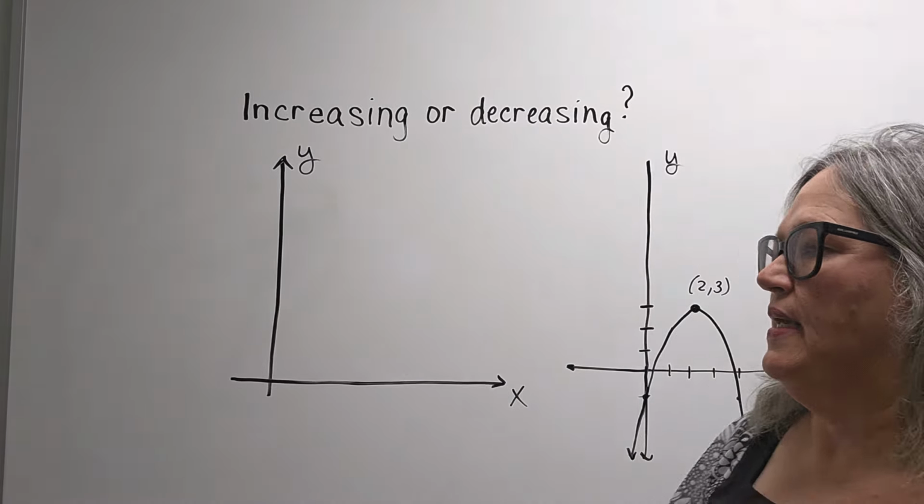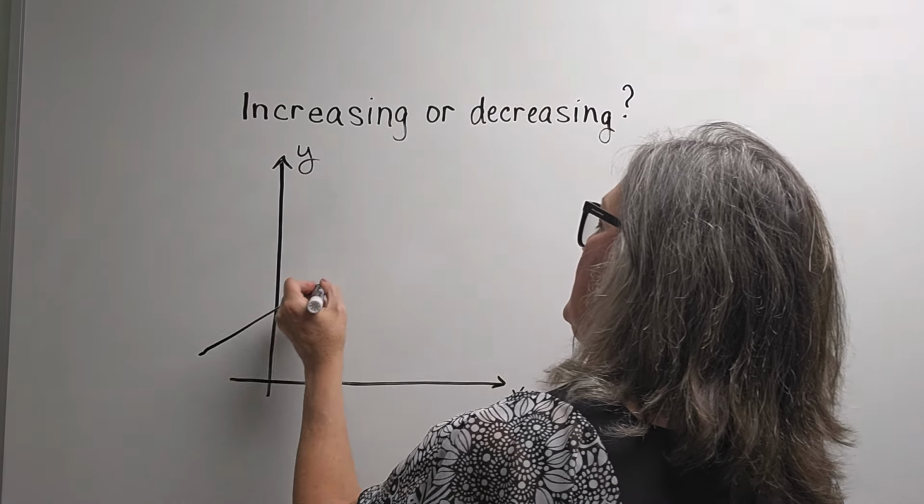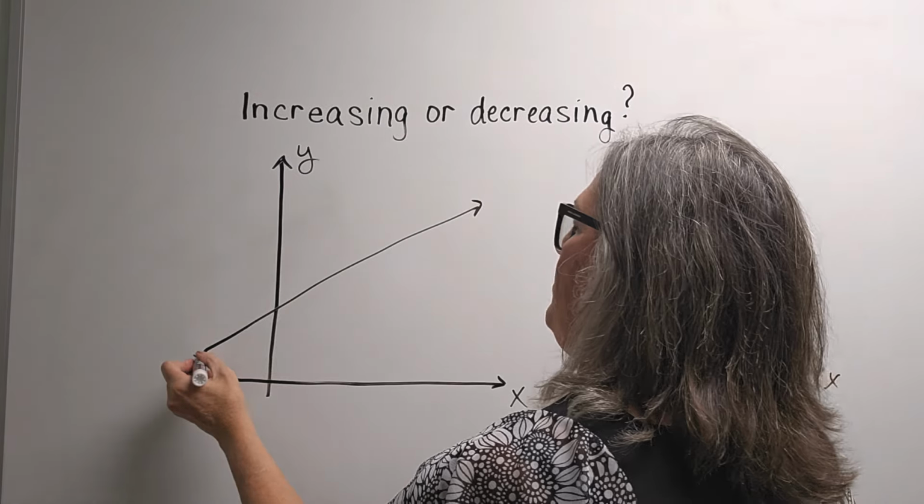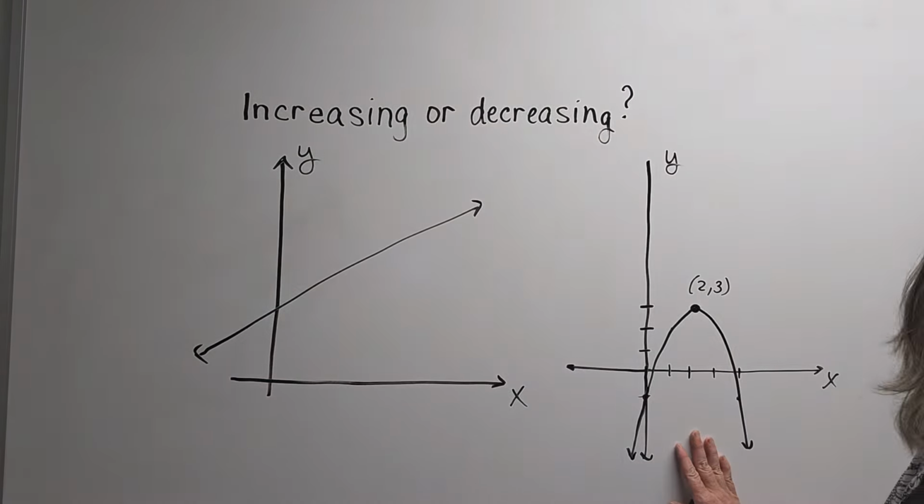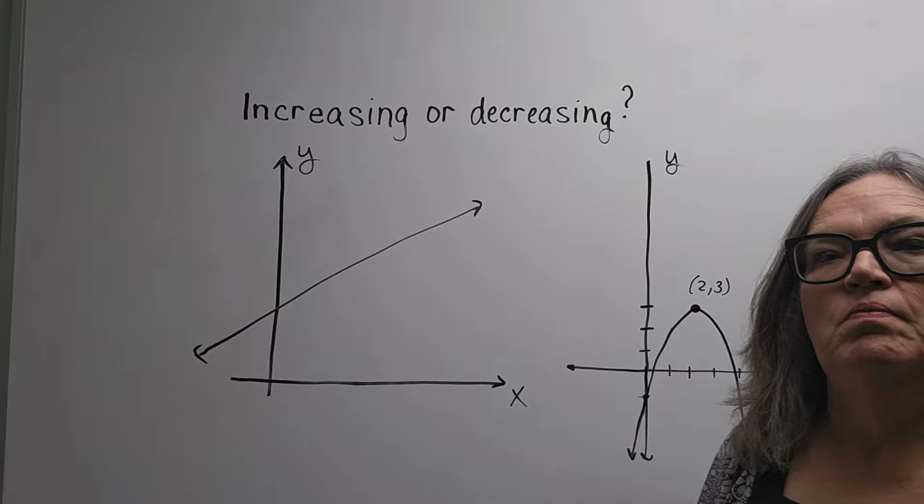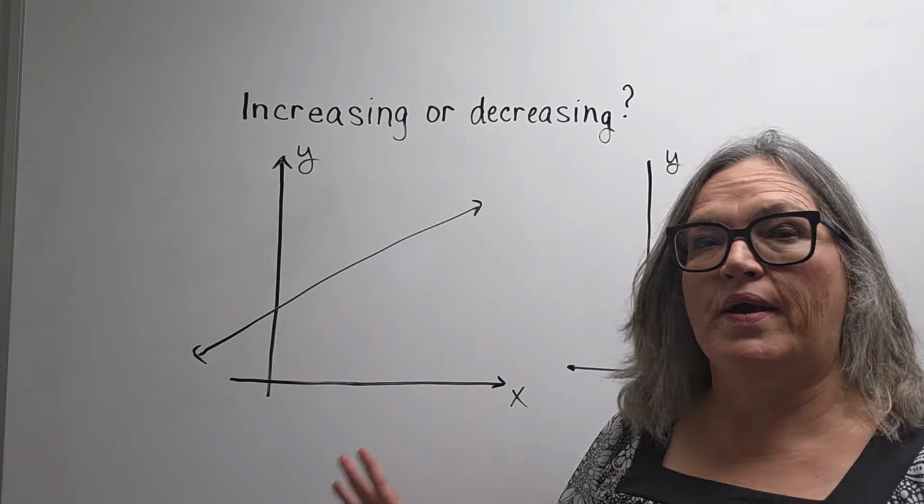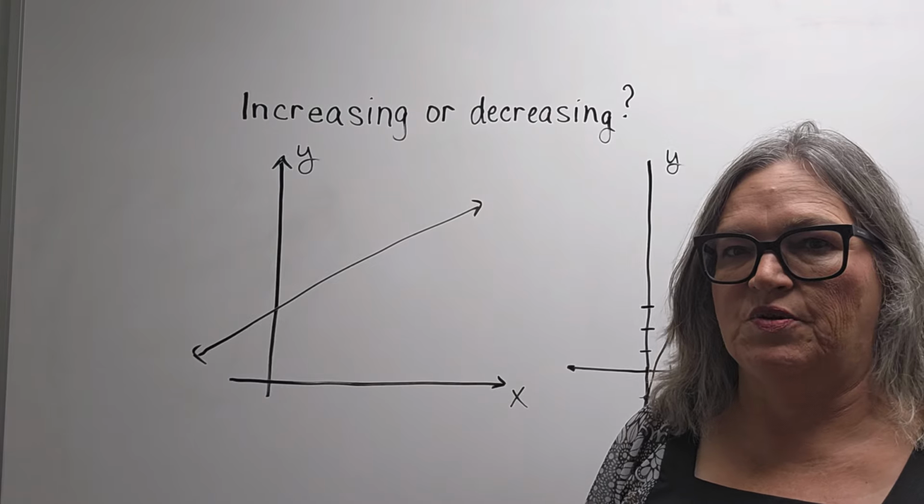So here we're asking if a function is increasing or decreasing. So I have two functions. This is a linear function, and here we have a quadratic function, which is a parabola. So the question is, where is the function increasing and where is the function decreasing?